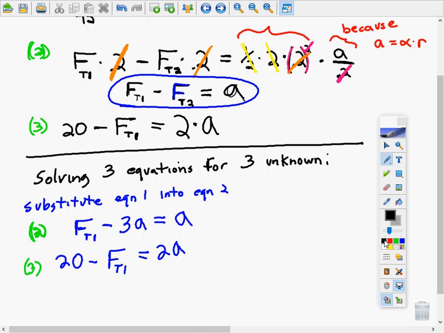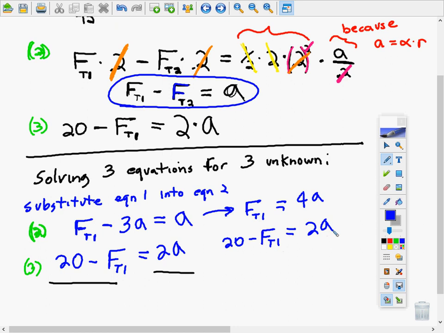So if I add the left 2 sides, it has to be equal to the right 2 sides. And I might as well just bring that over. So let me rewrite this one over here. That's going to be what? 6a. ft1 equals 4a. And now I'm just going to recopy the one underneath it. 20 minus ft1 equals 2a. Ruth, that was a good suggestion. It's going to make it easier now.